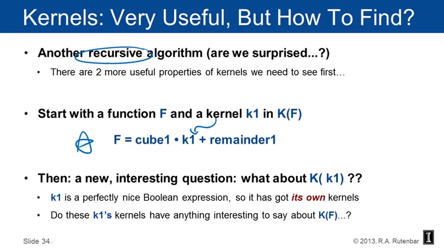So now I can ask a new and interesting question. What's true about the kernels of K1? Because K1 is just a perfectly nice Boolean expression. It's in the algebraic model. It's clearly something that I can apply a kernel operator to. It's got its own kernels. Do the kernels that live inside K1 have anything interesting to say about F, which is what I started with? I took F, I did a kerneling operation on it, I got K1. I now want to take the kerneling operation and do it on K1 itself. Now what happens?